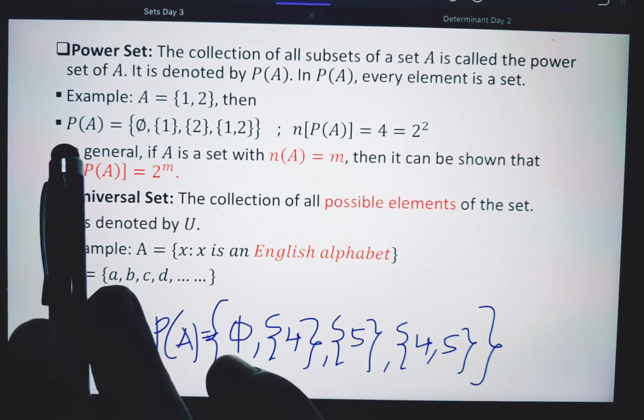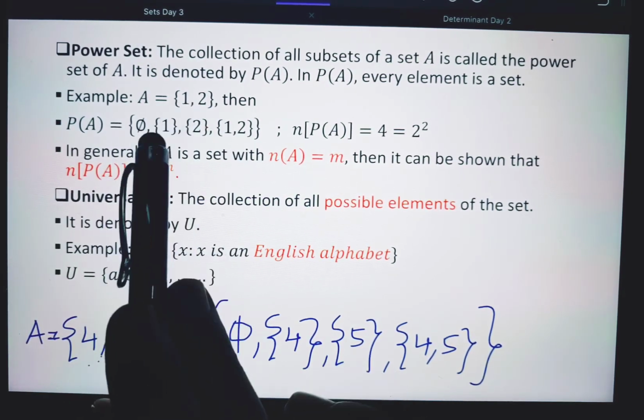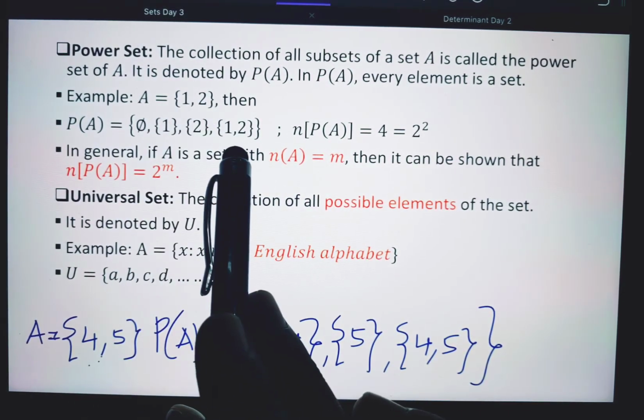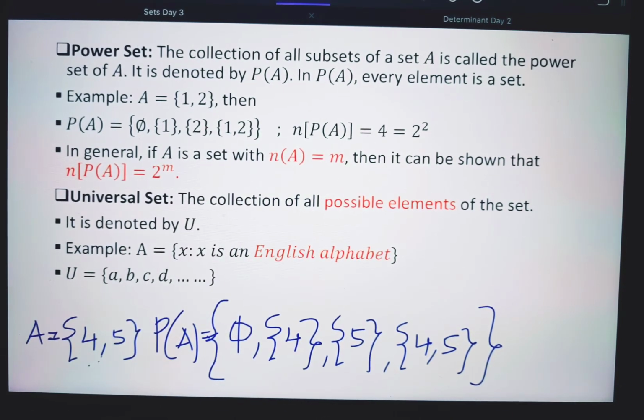Okay. Now you see here, the example is given: A is {4, 5}. Then P of A, the power set, will be the empty set, {4}, {5}, and {4, 5}, right? Now a question comes: what is the number of elements of the power set of A? Can you tell me what is the number of elements in here? 4 elements, right?